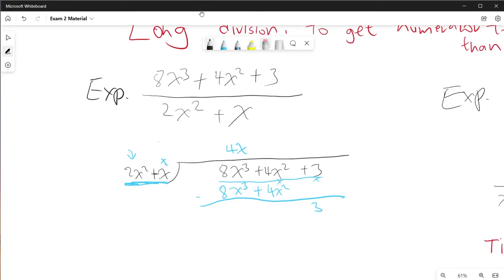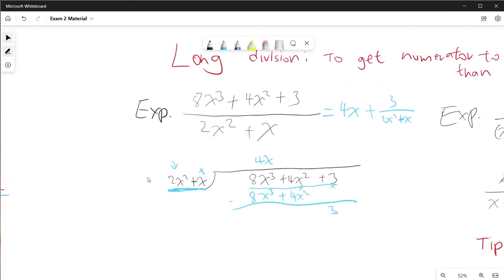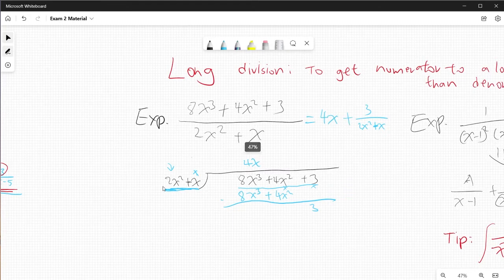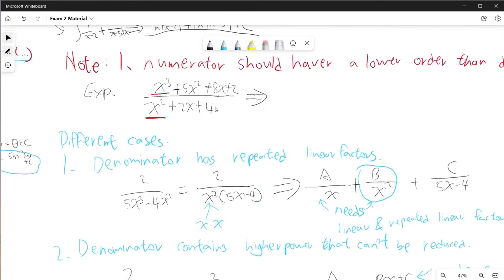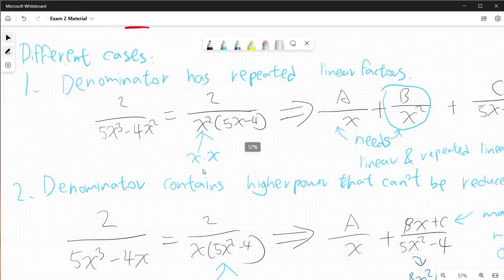So this expansion would be equal to 4x plus 3 over 2x squared plus x. All right, that's the gist of long division. This applies when we have a higher numerator power than denominator. But I will move on to different cases that you might encounter with partial fractions.